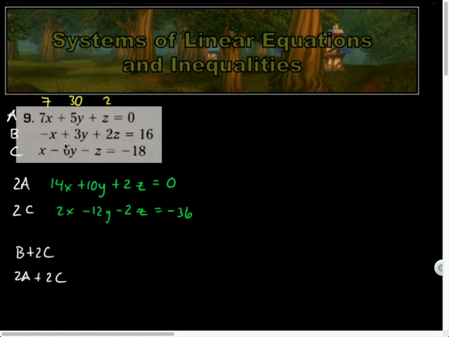So let's see, B plus 2C. So I've got negative x plus 2x is x. 3y and negative 12y is negative 9y. 2z and negative 2z is 0. That's exactly what I wanted. And 16 and negative 36, I believe, is negative 20. I think, yeah. Right? And now for these two, it looks like I can just add these two. They're nice and side by side. So that's 16x minus 2y equals negative 36.